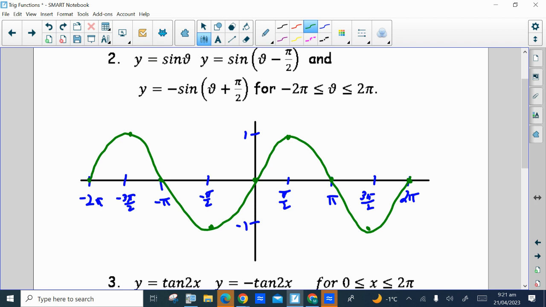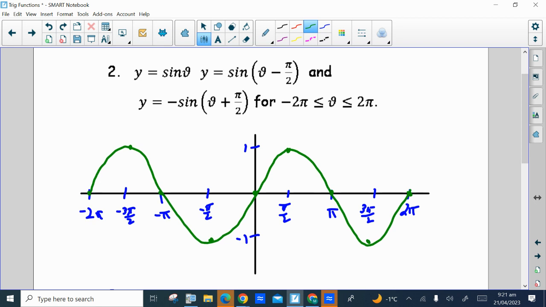Sine theta starts in the middle. Now, for y equals sine of theta minus pi on 2, that'll be a phase shift of pi on 2 to the right. Our value of c is positive pi on 2. Remember, it's always the opposite of what it appears to be because the general equation is theta minus c. So this graph will shift pi on 2 to the right. Every point will go pi on 2 to the right. Every point.